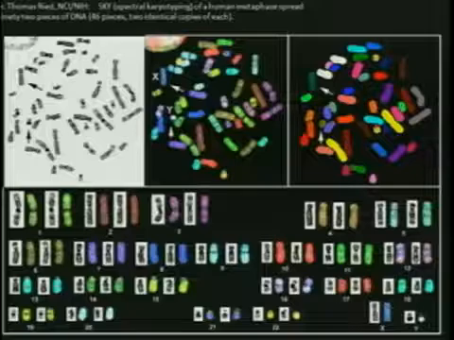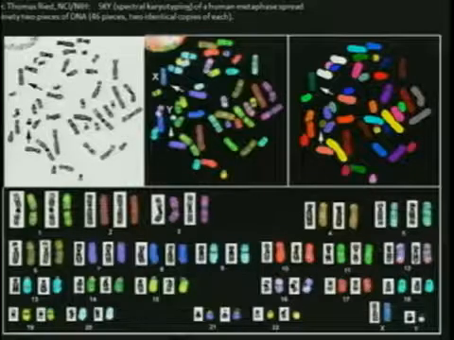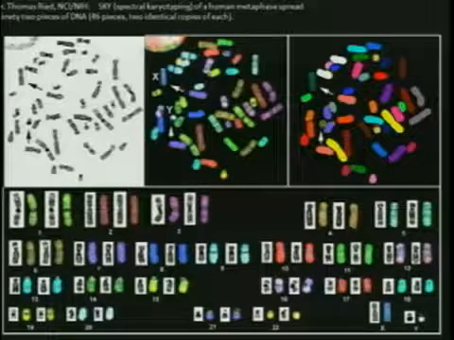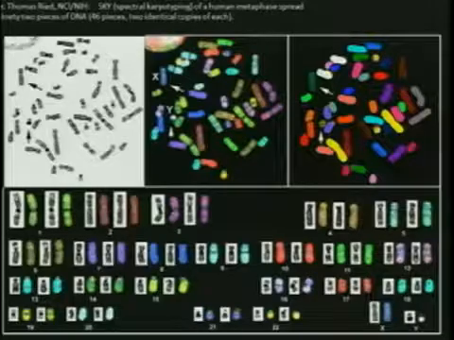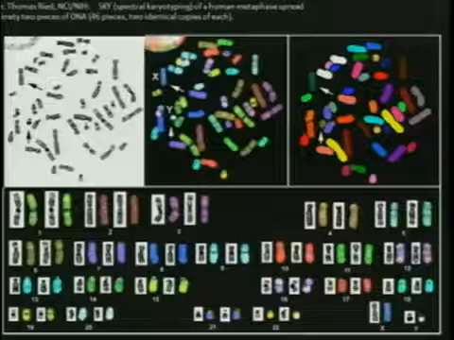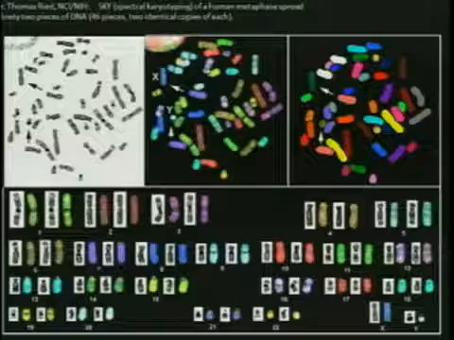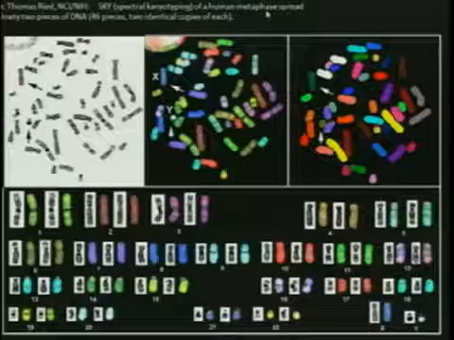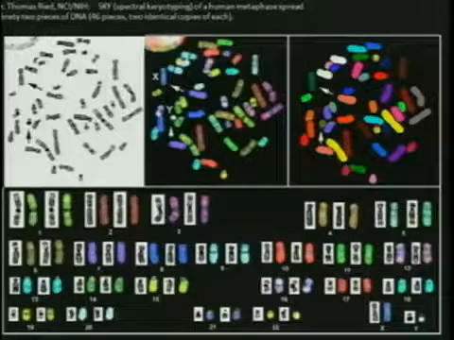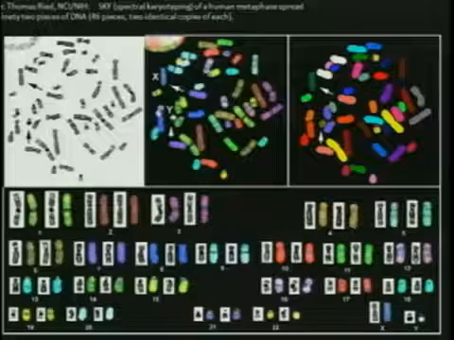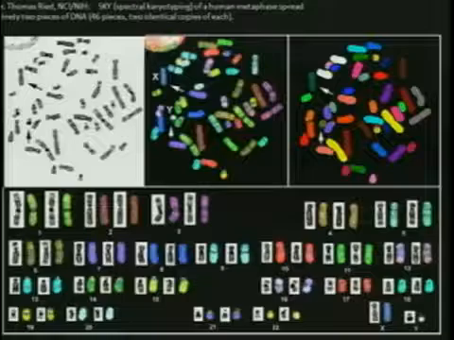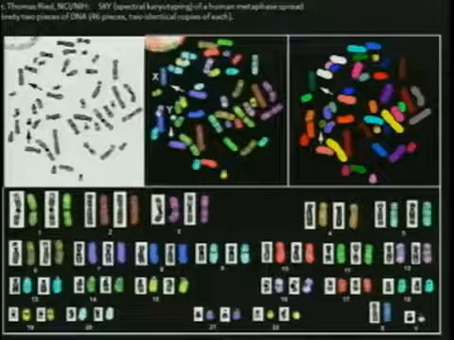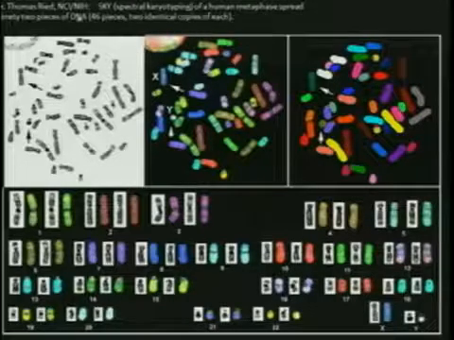This is a gorgeous picture. It is taken by using a technique called spectral karyotyping, and it was taken by Dr. Thomas Reed of the National Cancer Institute, and he graciously provided it to me. This is a metaphase spread. Physicians, scientists, public health professionals in the room are expected to know that phrase. The metaphase spread. It's essentially a way to look at the human karyotype.